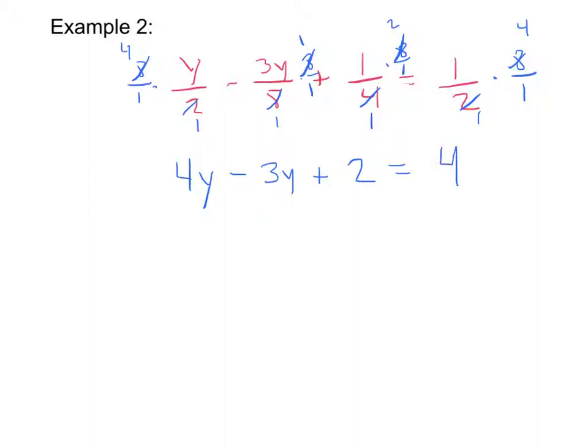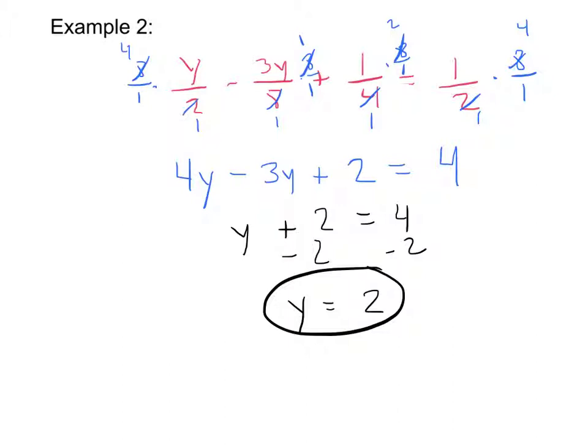Now, all I have to do is combine like terms. Notice the 4y and the 3y are like terms, and the 2 and the 4 are like terms. So let's put these y's together. 4y minus 3y is 1y plus 2 equals 4. And now we'll just subtract 2 from both sides. And we get y equals 2.